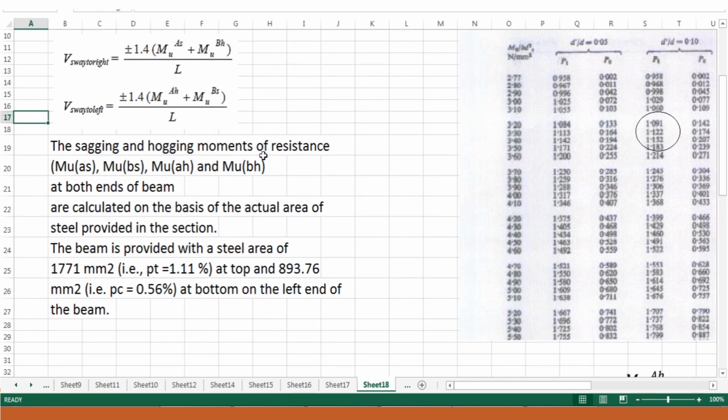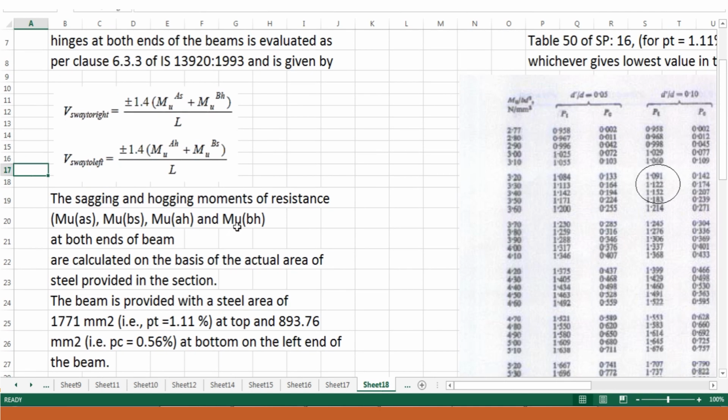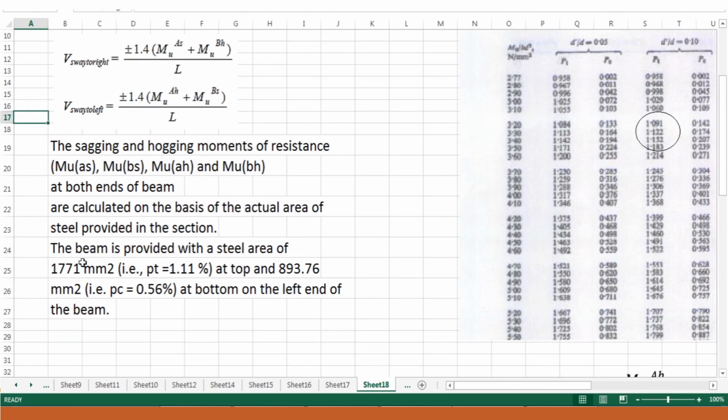The sagging and the hogging moments of resistance MuAS and MuBS, MuAH and MuBH at both ends of the beam are calculated on the basis of actual area of the steel provided in the section. The beam is further provided with a steel area of 1771 mm square that we saw earlier. The longitudinal steel that was provided was 1.11%, which was 1771 at top, and 893.76 mm square, which was 0.56% at the bottom on the left end of the beam.